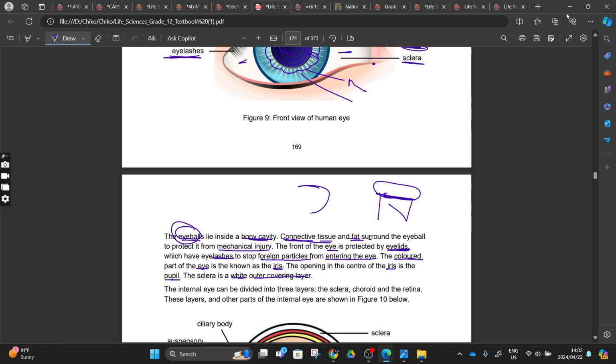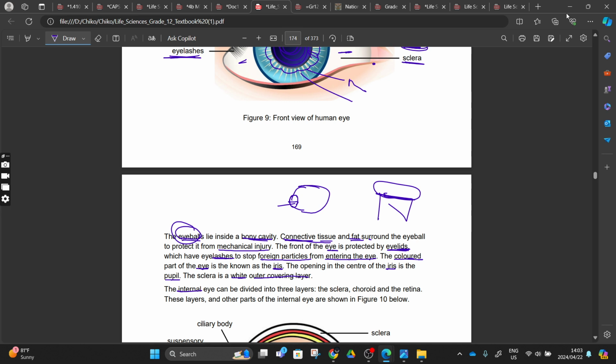Our eye is covered by our sclera, and in our sclera we have the iris, and in the iris we have the opening called the pupil, right? But the internal eye, the internal structure, is different from the outside you see here. This is what you see on the outside. The internal is what is inside your bony socket.